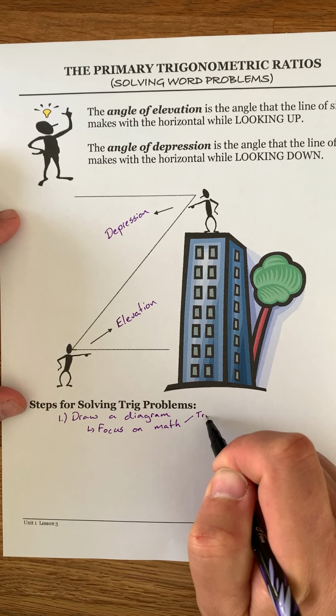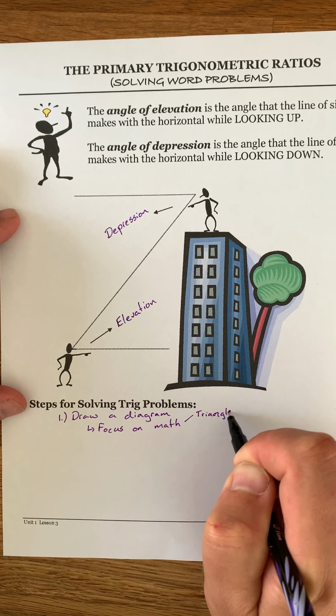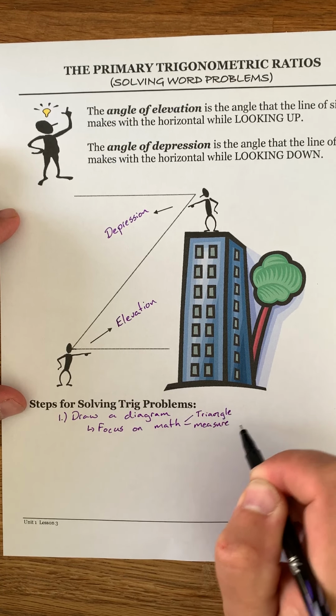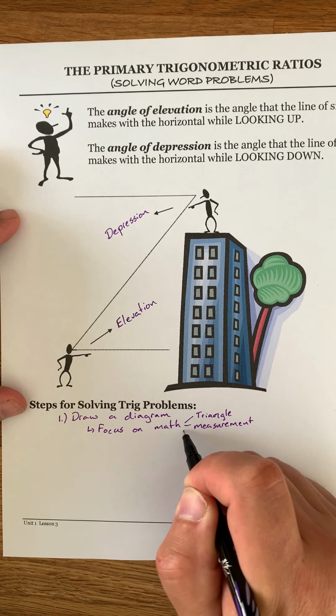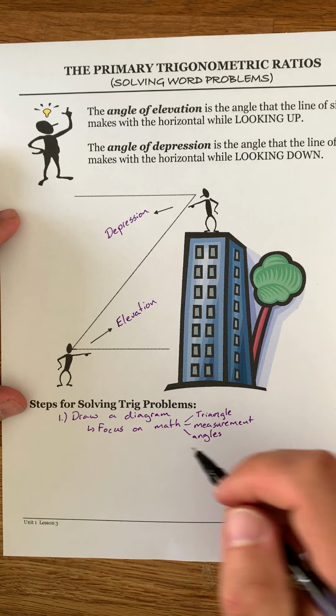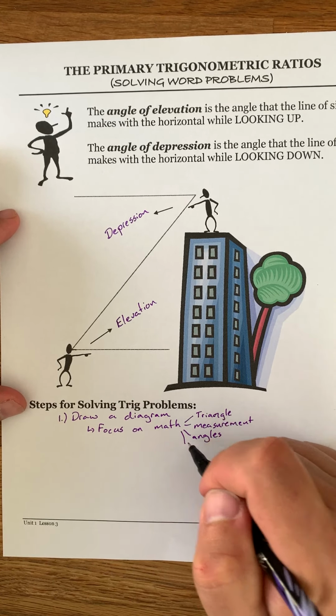I want to see where is the triangle in the problem. I want to know what are the measurements. I want to know what are the angles that I know for this problem, and I want to know what are the unknown things. I want to show what are the unknown things that I'm trying to find out. So draw a diagram, focus on the math, and label that diagram so that you can discuss it in your calculations.